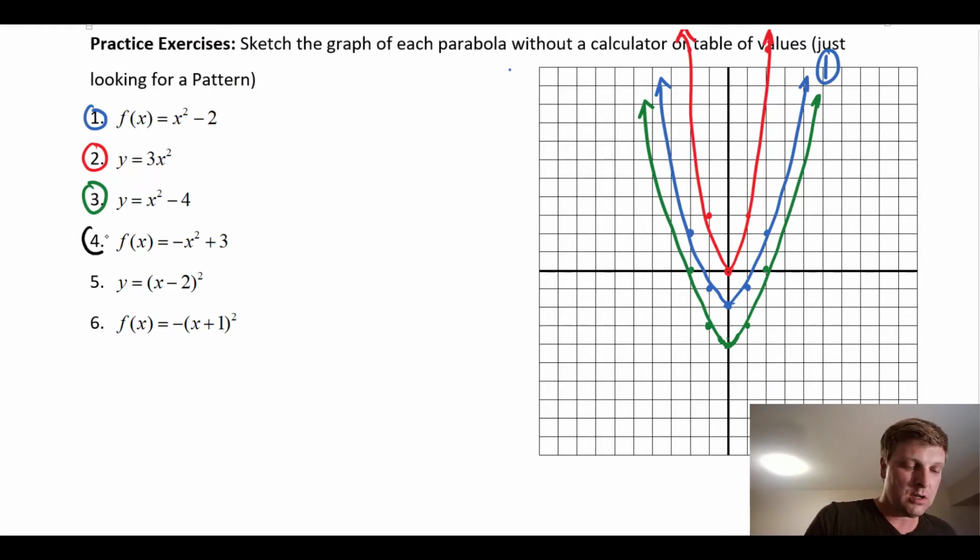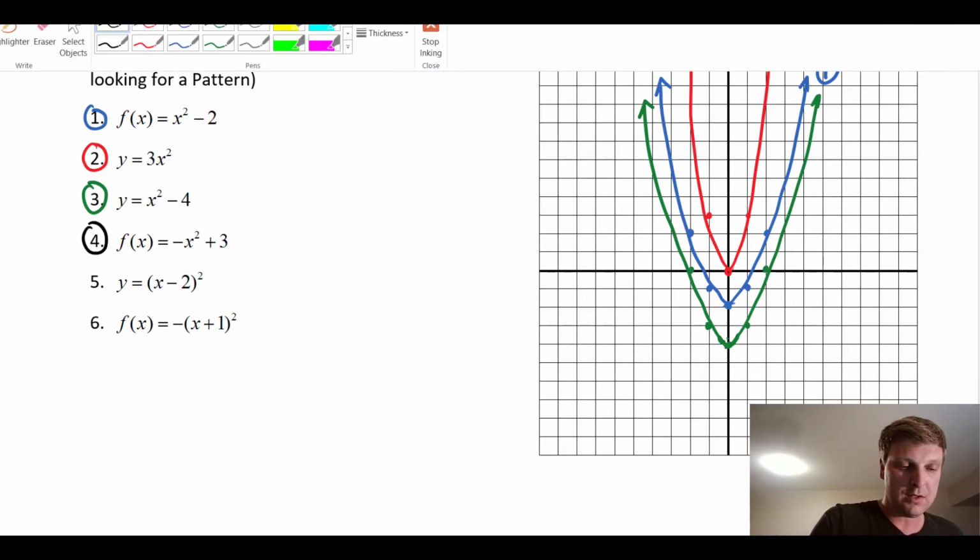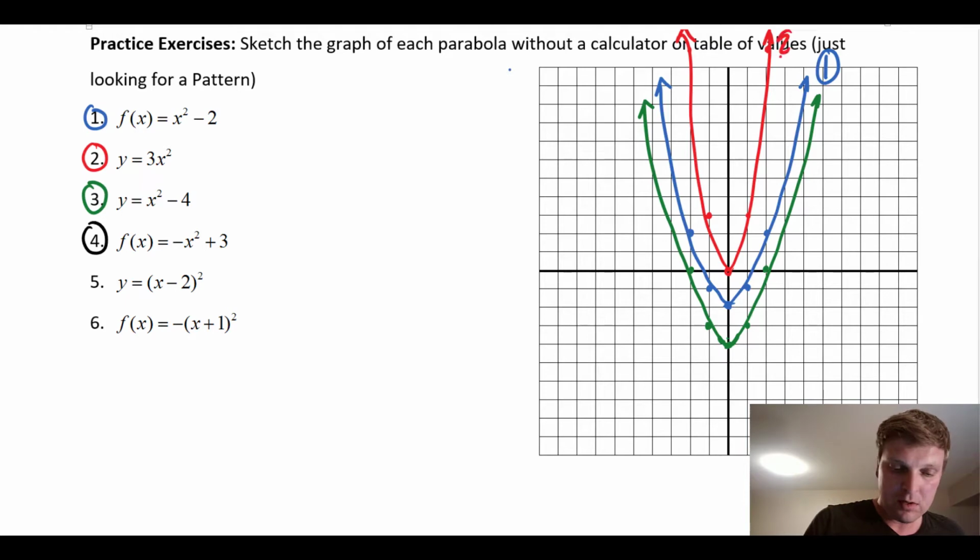All right, let's try this one. Number 4. Oh, I should number all of these. This is number 2. This is number 3. And now we're doing number 4. Okay, so f of x equals negative x squared plus 3. So first let's find our vertex. That plus 3 means I'm going to go up 3 spaces. So 1, 2, 3. There's my vertex.